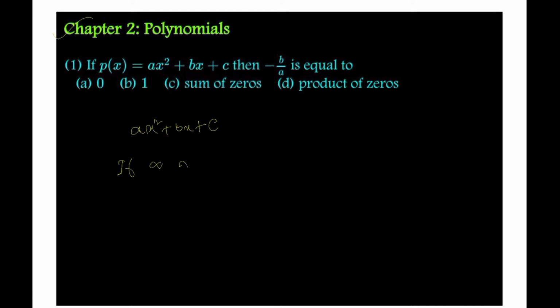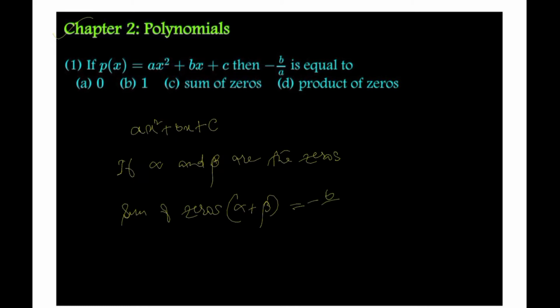And here, if alpha and beta are the zeros of this quadratic polynomial, then we have seen from the relation between zeros and coefficients that the sum of the zeros, that is alpha plus beta, will be equal to minus of the coefficient of x, that is b, divided by the coefficient of x squared, that is a. So minus b by a is nothing but the sum of the zeros. So the answer is the sum of the zeros, option C.